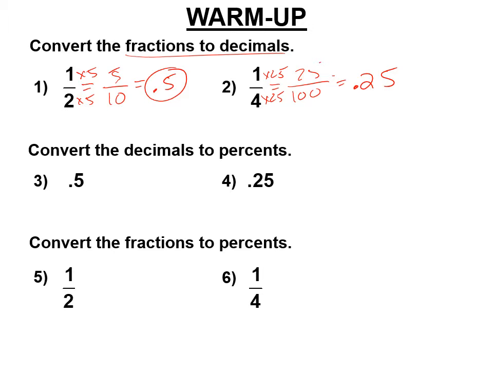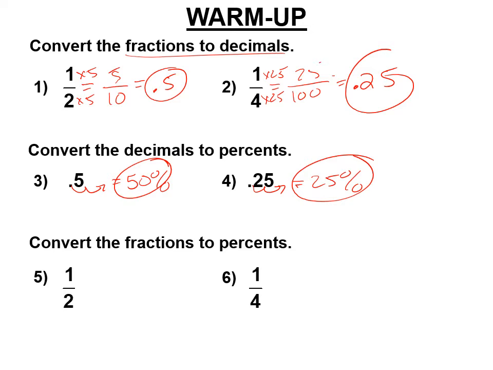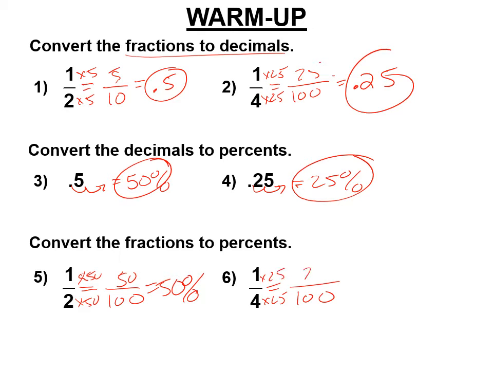Convert the decimals to percents. Now, we can just learn the shortcut where you move the decimal twice, and that's 50%. We learned a shortcut, move the decimal twice, and that's 25%. Now, let's make the fraction a percent. So we have learned you can just put this over 100. Again, if you've memorized this, that's fine, and you make 50%. And 1/4, you put it over 100 every time it's a percent, and it's 25%.